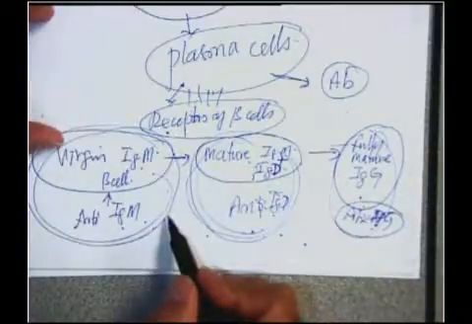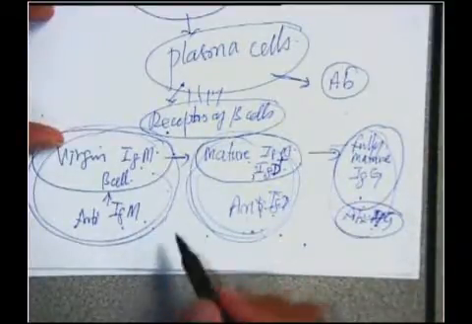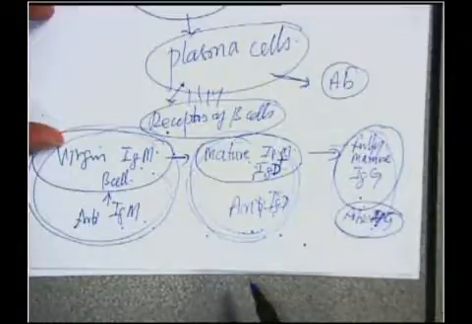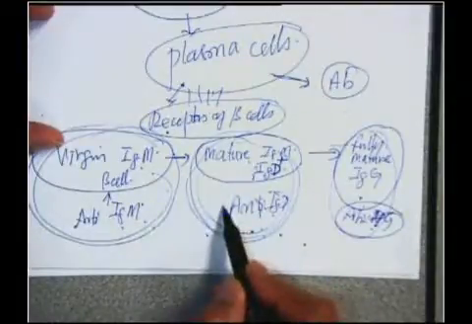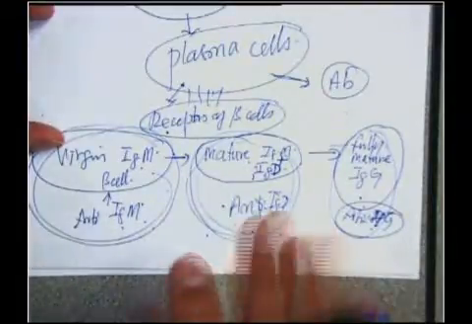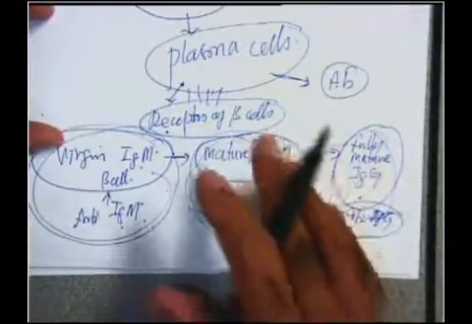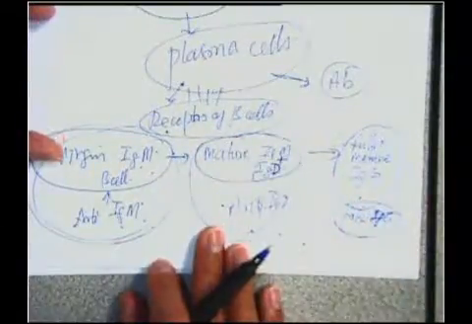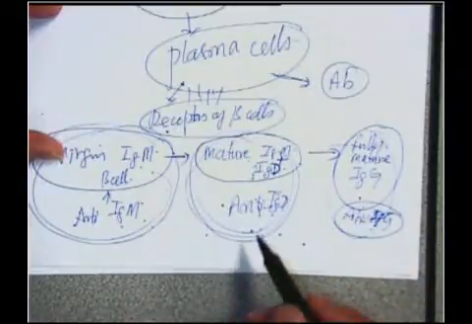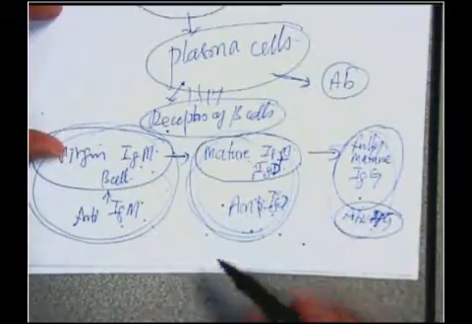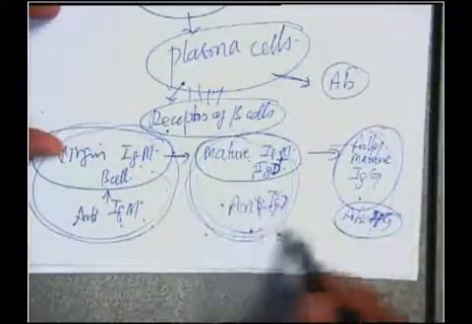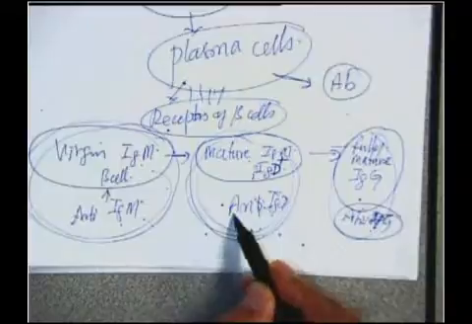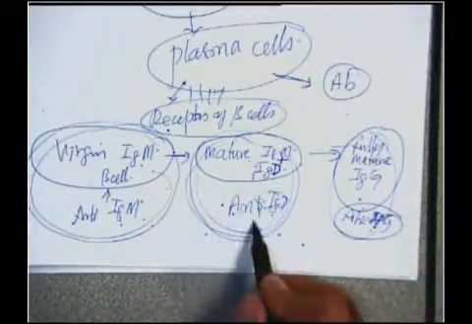If I ask which cells express IgM, IgM is expressed in virgin B cell as well as mature, half mature. In the half mature B cell, you have IgM there. But where is IgD expressed? Which cell expresses IgD? If I ask that question, IgD is expressed only in mature B cell. Not fully mature, but half mature cell.